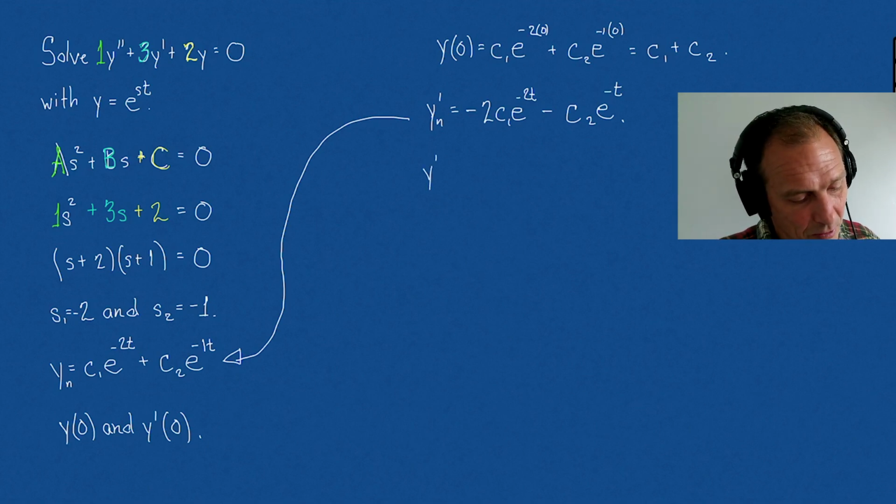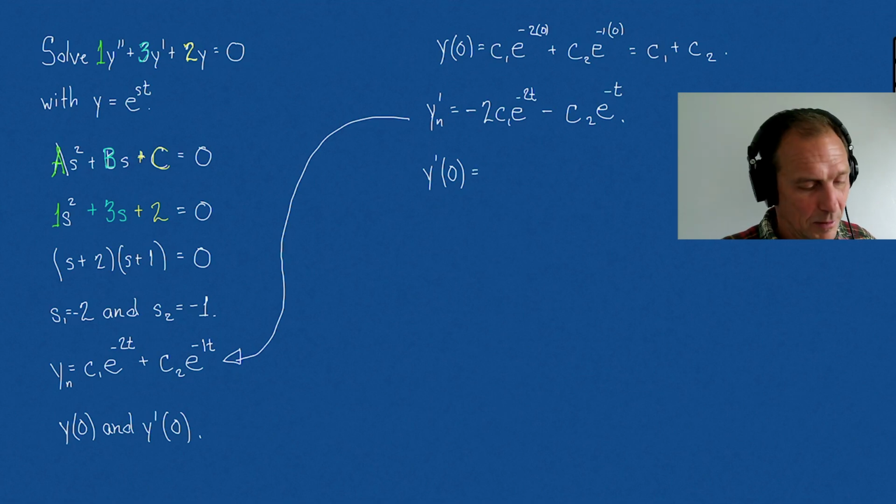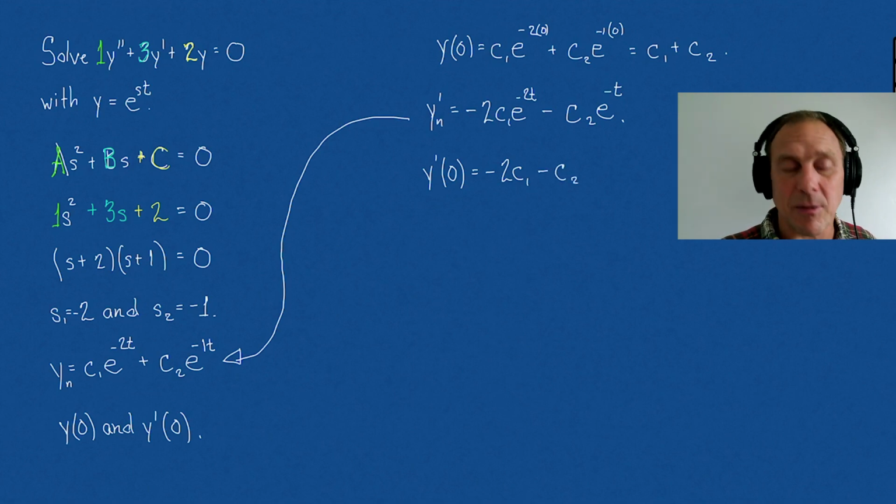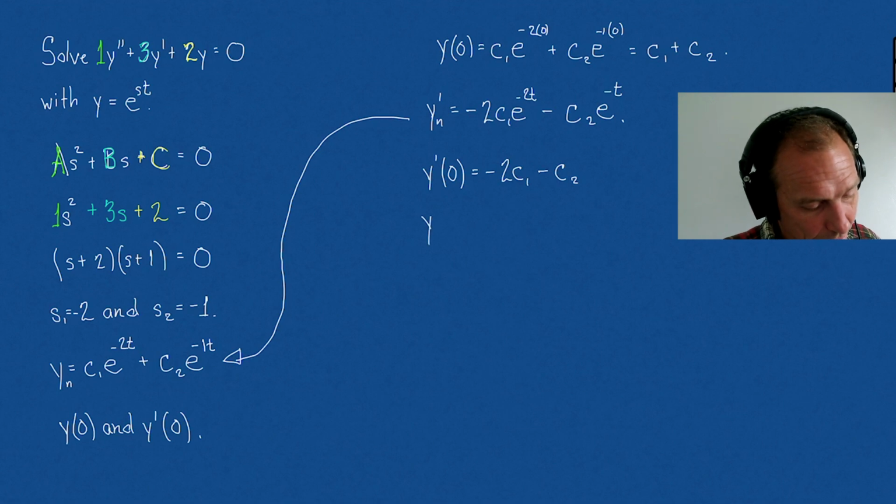So now we evaluate it at 0. So this first term, we have an e to the 0. That's 1. So I have minus 2C1. The second term, e to the 0 is 1. So I have a minus C2. And now what I have is a system of equations. So I'm just going to write my first equation. y of 0 is C1 plus C2.